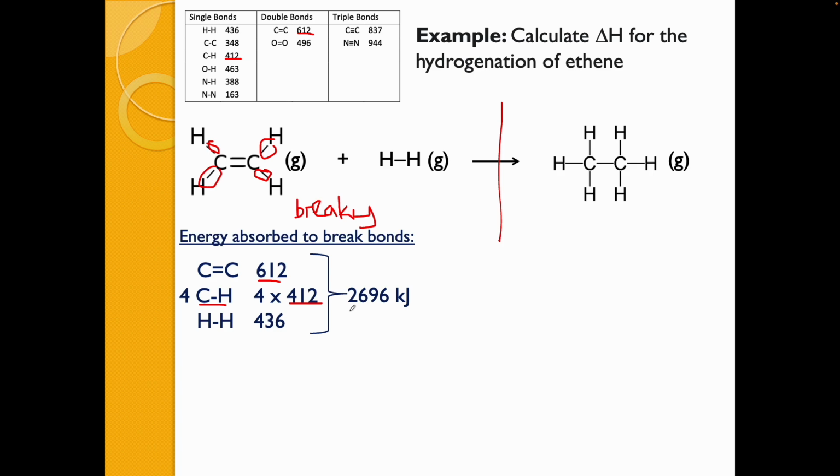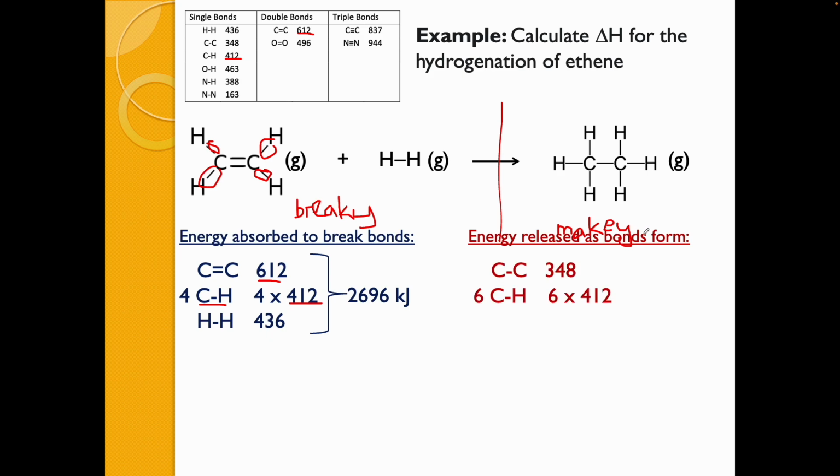Excellent. All right, now we're going to do the same thing to the other side. This is the makey side. So we are going to form bonds here. We're making bonds, and we've got the carbon-to-carbon single bond. Now notice this one's new. This didn't appear in our reactants, so we've got to go find a new number, that's 348. And then this carbon to hydrogen bond is again showing up as 412.